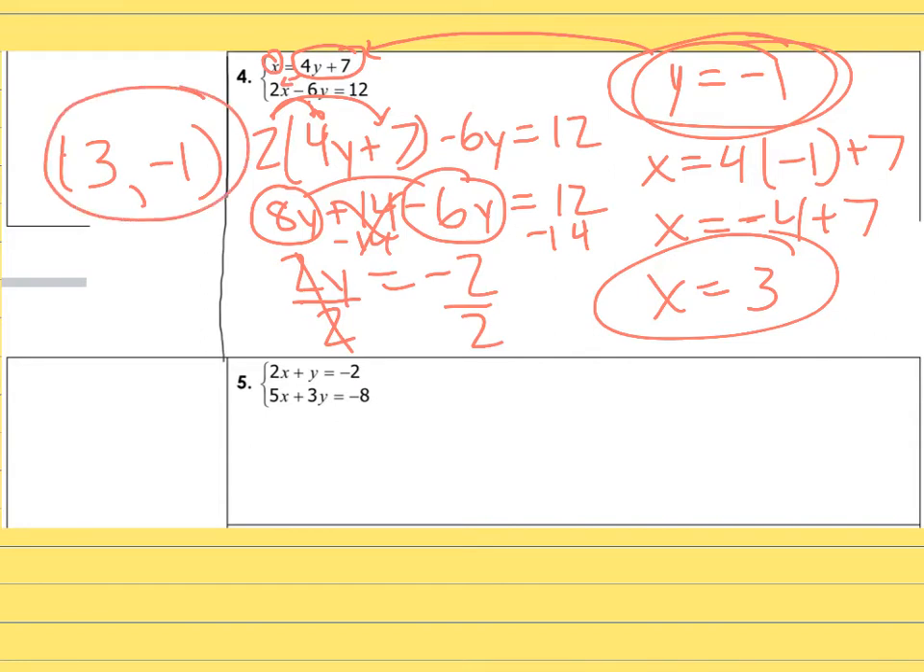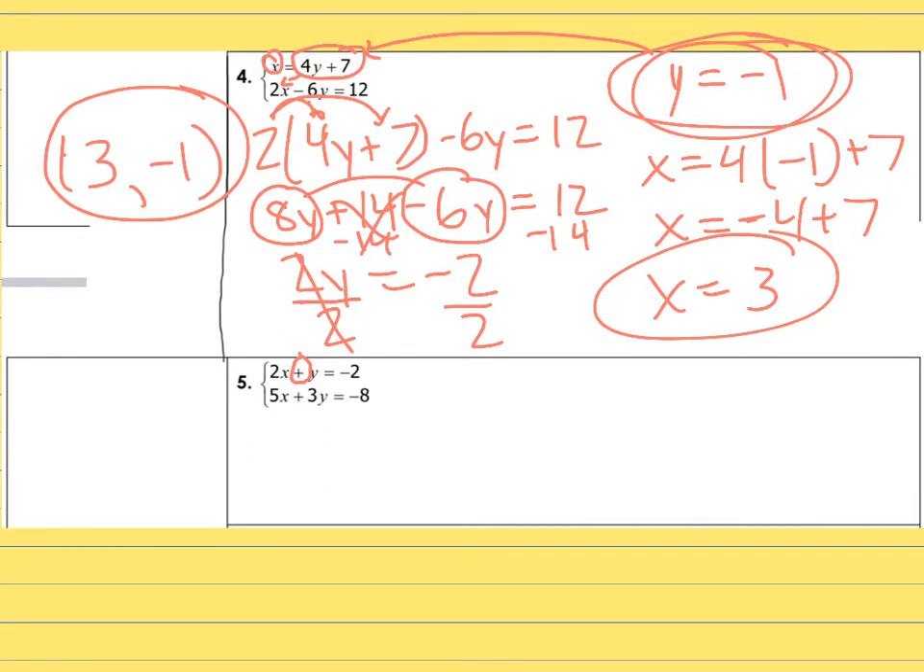Now, the only reason I might be nervous, or you might be nervous, about number 5 is because we don't have x or y by itself. So that means we have to get one of the two by itself. In this particular case, don't freak out. Notice, try and figure out which variable could go by itself quickly. In this case, notice that there is no negative or number in front of the y. That means that y is going to be very easy to get by itself.